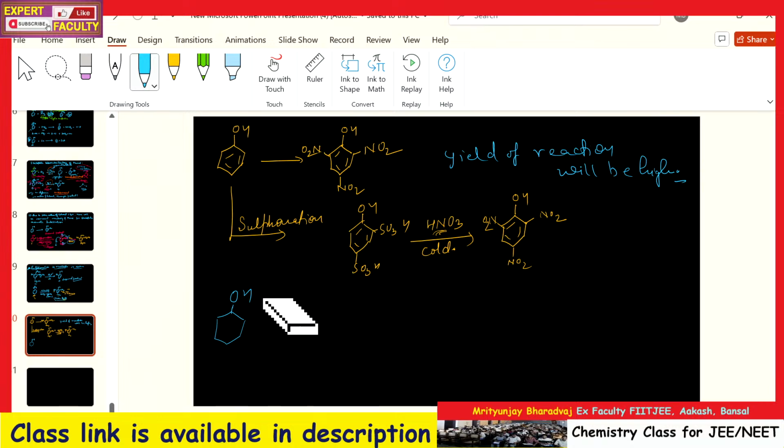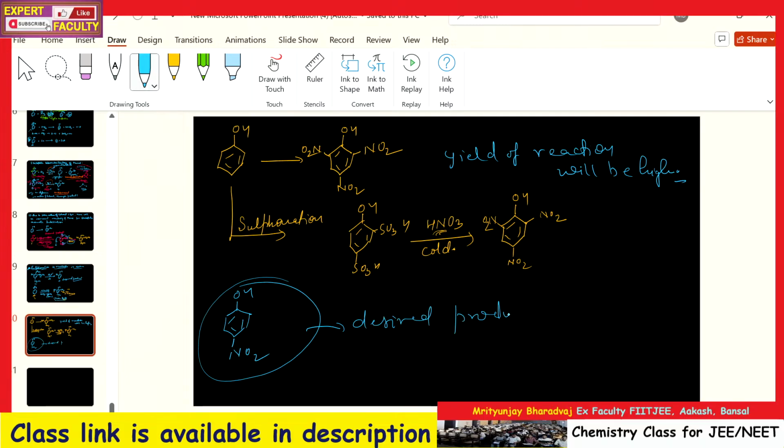Suppose we want to make this one. This is our desired product. Then we can't start the reaction with phenol. Why? Because if we start the reaction with phenol under any condition, it is going to give a tri-substituted product.